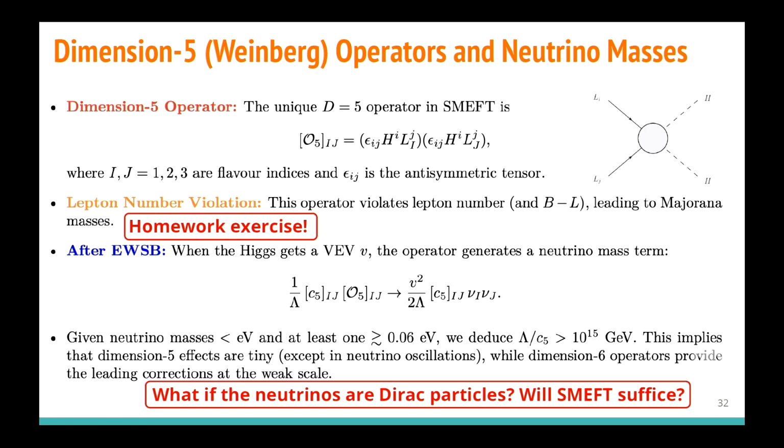So I have been saying that this cutoff scale Lambda from the neutrino mass is very, very large, because if we assume a weak coupling, Lambda by C5 greater than 10 to the power 15 would translate to Lambda greater than 10 to the power 15. It's a huge number. This implies that dimension 5 effects are extremely tiny, except in neutrino oscillations where we do see some observables. However, we will see that dimension 6 operators provide leading order effects at the weak scale.